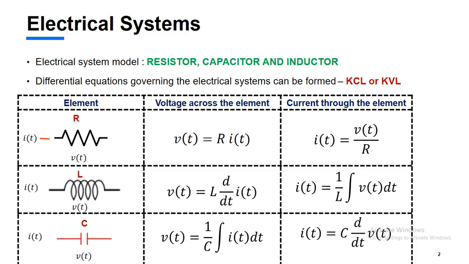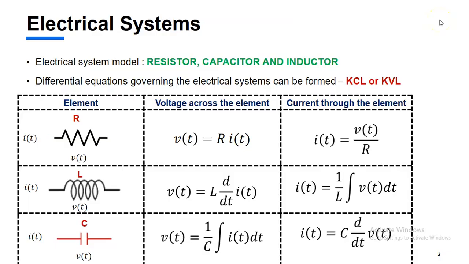This is an inductor. The voltage across the inductor is L into di by dt. Current through the inductor is 1 by L integral V dt. And this is a capacitor. It stores an electrical energy. Voltage across the capacitor is 1 by C integral I dt. The current through the element is C into dV by dt.